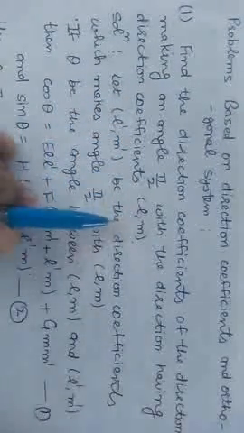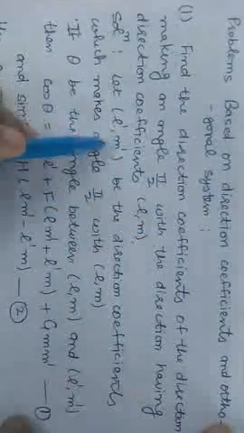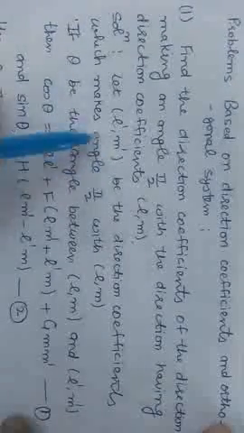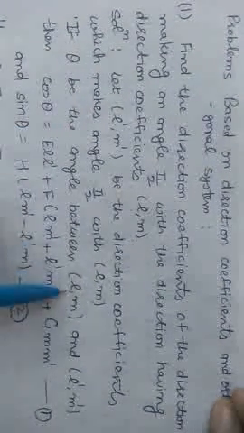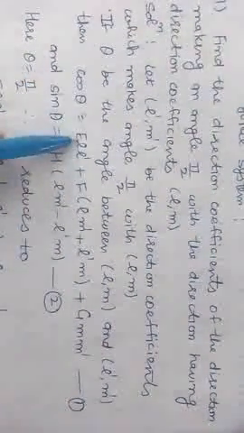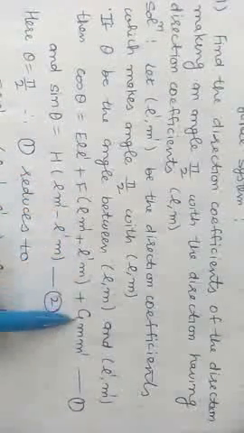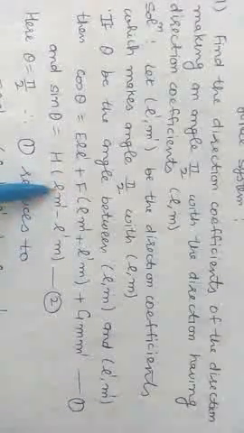So let us take the direction coefficients of the required direction to be l' and m', which makes an angle pi by 2 with the given direction. Now if we take the angle theta between the two directions, then cos theta is given by E l l' plus F into (l m' plus m l') plus G m m', and sin theta is given by H into (l m' minus m l'). These two formulas we have discussed already.